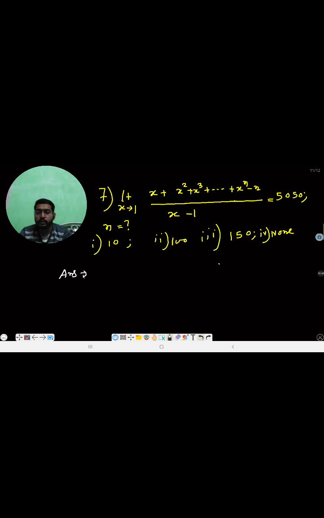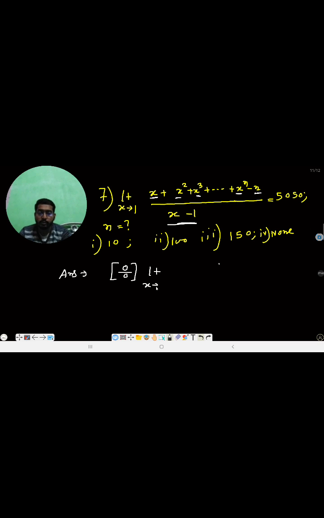So what we need to do is use L'Hopital here, which will make it very easy. If I put x equals 1, there will be n ones, so 1 + 1 + 1 + ... n times will be n, and there is a minus n, so n minus n is 0. In the denominator it is 1 minus 1, that is 0. So you can see this is a 0 by 0 form, and if it is a 0 by 0 form, we can use L'Hopital here. So this is the rule.